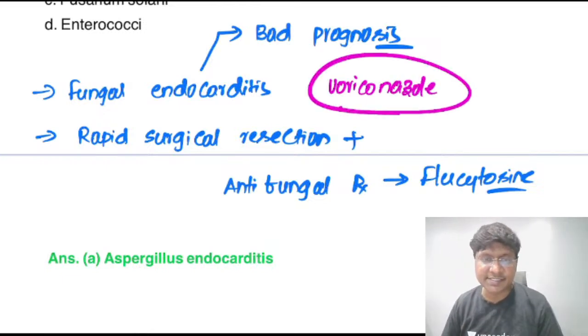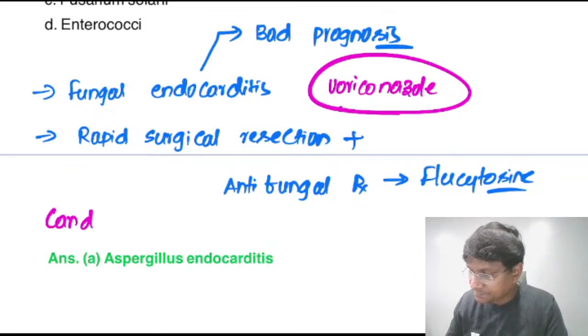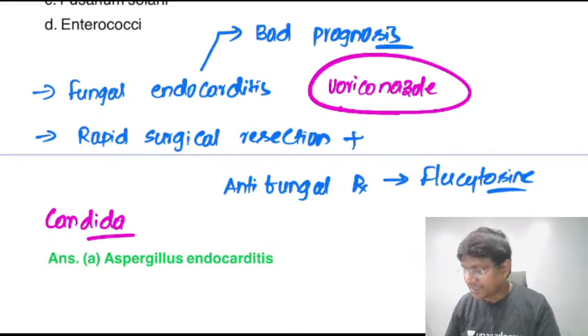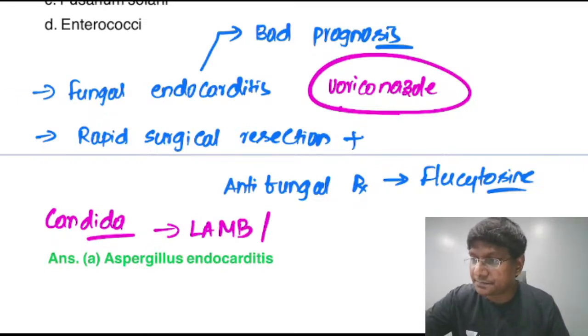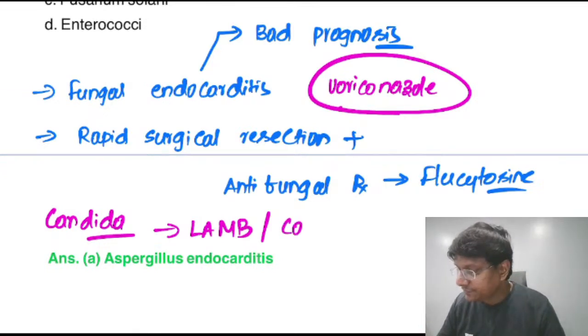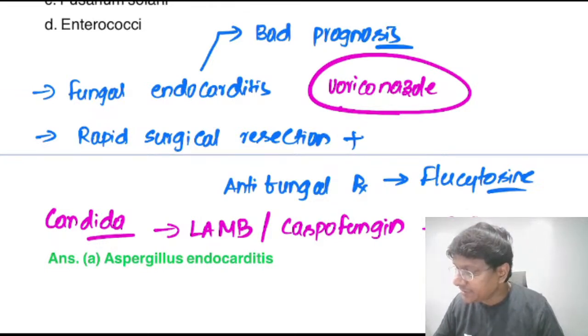The preferred agent is voriconazole, in case of Aspergillus. Whereas in case of Candida endocarditis, you need to give liposomal amphotericin B, or you have to give caspofungin. This liposomal amphotericin B or caspofungin, you have to give for nearly 6 to 8 weeks.